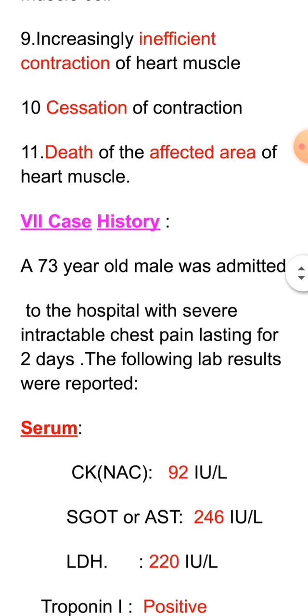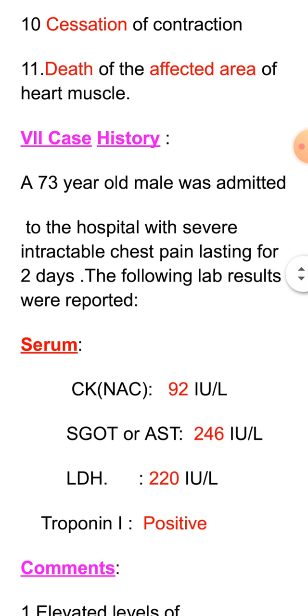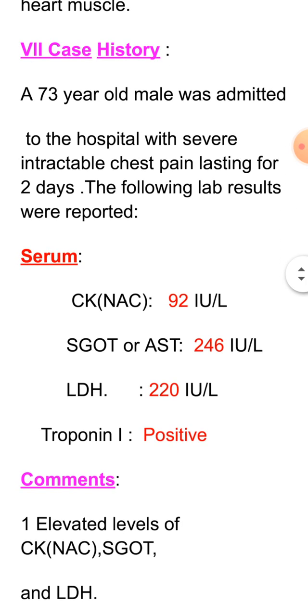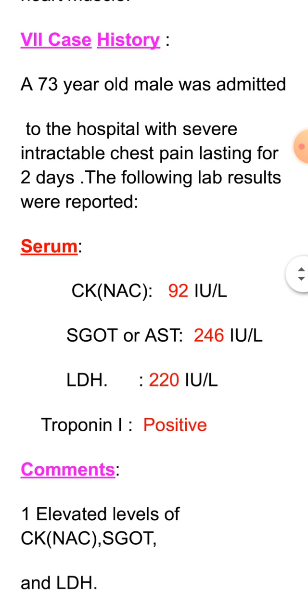So death of the affected area of the heart muscle. This is the cardiac function test summary. Taking a case history, a 73-year-old male was admitted to the hospital with severe intractable chest pain lasting for 2 days. The following are the lab results.